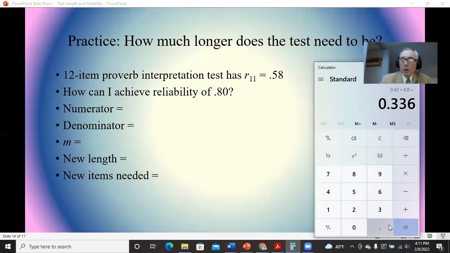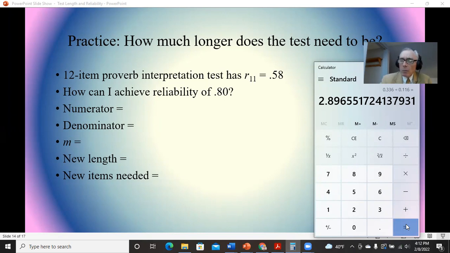And now the denominator, we actually do basically the flip of that, right? The reverse of that. So we're going to take 1 minus 0.8, 0.2, and multiply that times 0.58 to get 0.116. And so now I can solve for M. M is going to be 0.336, our numerator, divided by 0.116, our denominator, or about 2.9. I mean, that's so close to 2.9. Let's just go ahead and round it.